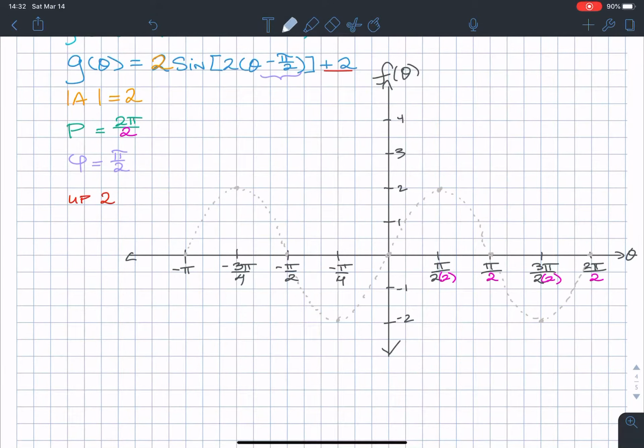Let's shift the graph pi over 2 units to the right, so everything is shifted to the right 2 units, or 2 quadrants rather, which in effect looks like it's the negation or the reflection about the x-axis of sine. Maybe I'll make that a bit darker.